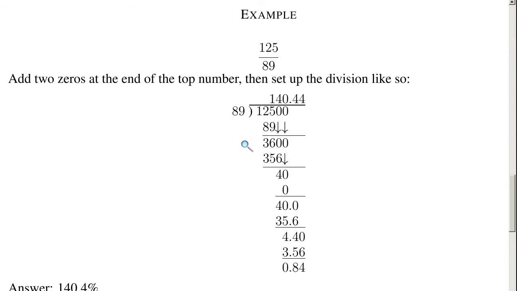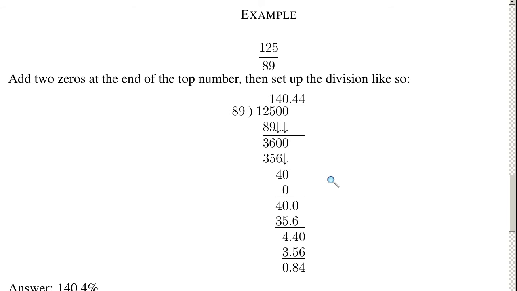And if you want to know how to multiply these types of numbers by hand, I'll do that in another video. But for right now, we know that 89 times 4 is 356. Write 356 down here. Write the 4 up here so that 89 times 4 gives you 356. Subtract 360 minus 356 to give you 4. Bring down the 0 to give you 40.